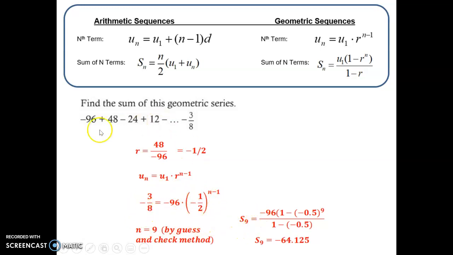So that means to find the sum of these, I need to find the sum of 9 terms, because that's 9 terms in total. So I'm doing S of 9 using this formula right here, calculating it, getting this result. Make sure you can punch all that in your calculator.